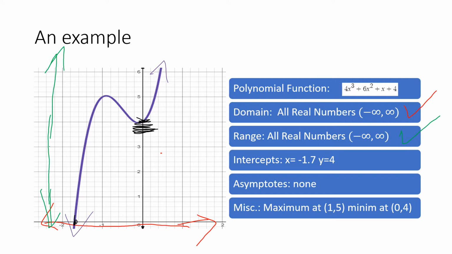What other things do we notice? What about maximum and minimum? Here's a maximum right here, and right here I got a maximum at negative 1.5 and a minimum at 0.4. And that's all we are essentially doing for today. Something very simplistic and easy.